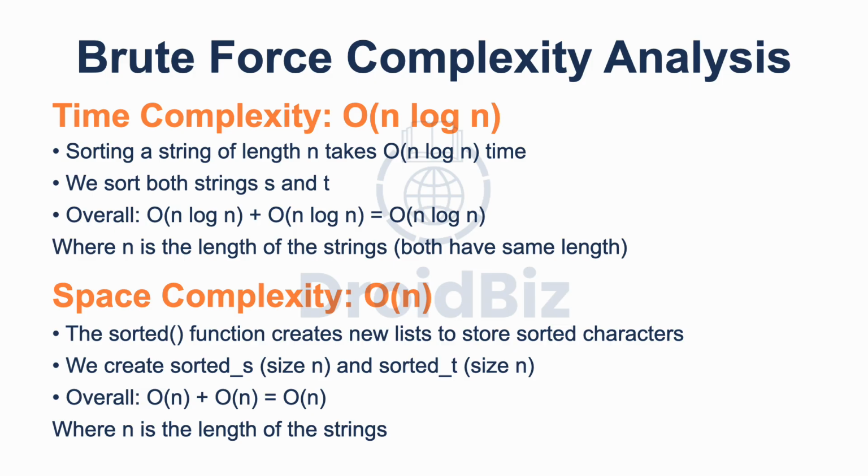Now, let's look at space complexity. It is big O of n. The sorted function creates new lists to store the sorted characters. We create sorted_S, which has size n, and sorted_T, which also has size n. So overall, we have big O of n space complexity. Again, n is the length of the strings. This space is used to store the sorted versions of our input strings.